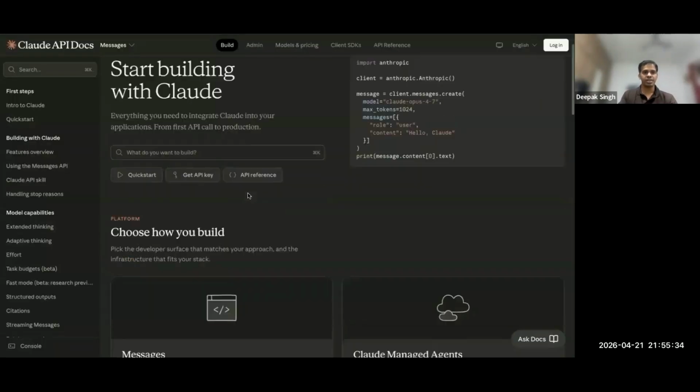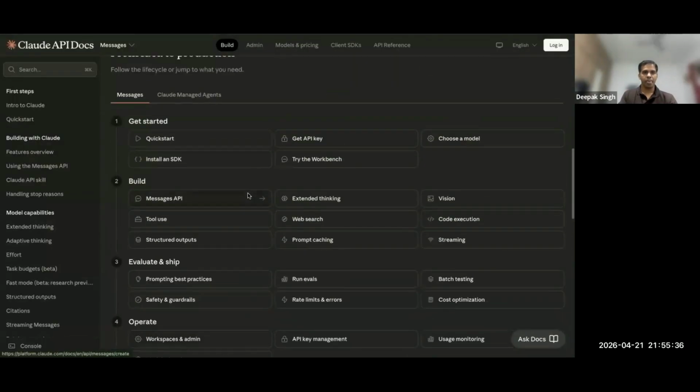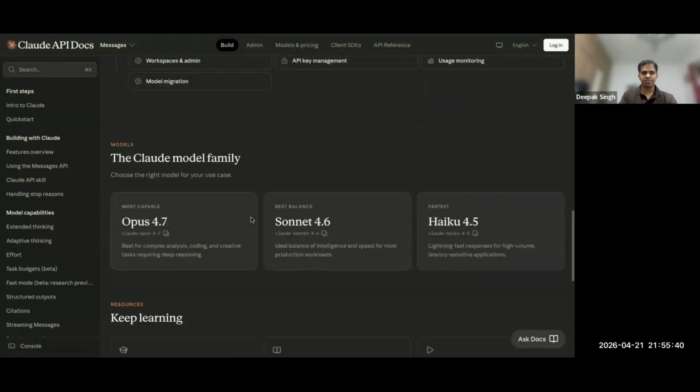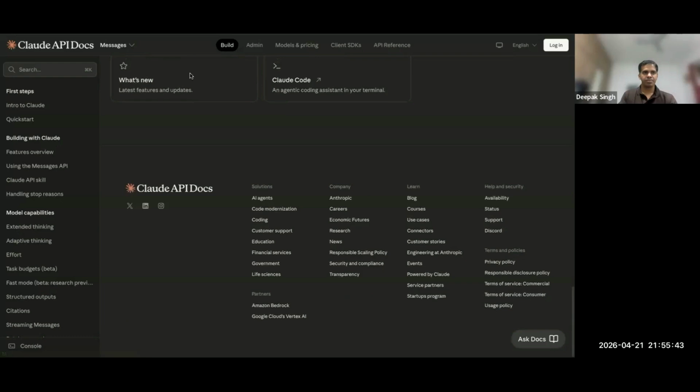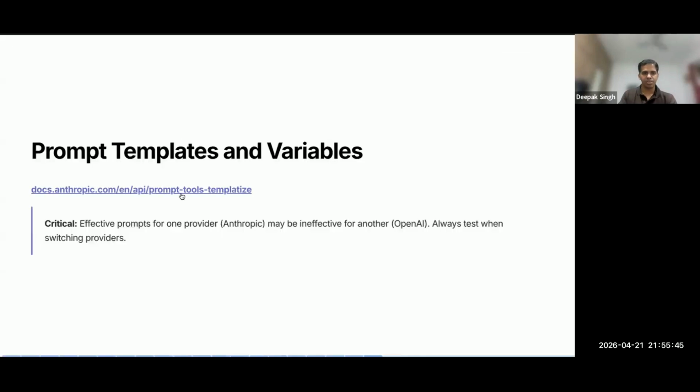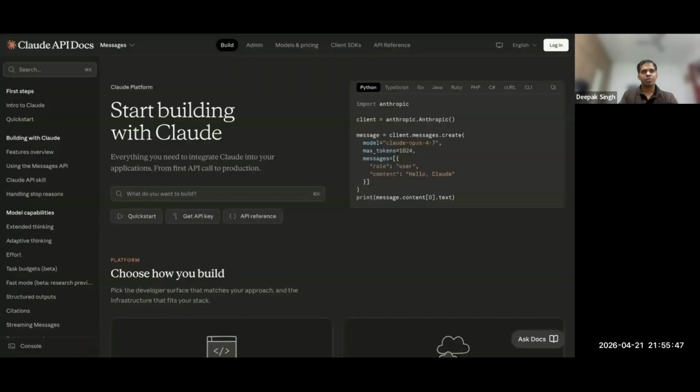A really good way of going deeper into this is, go here. Okay, maybe they just removed it. Prompt tools.